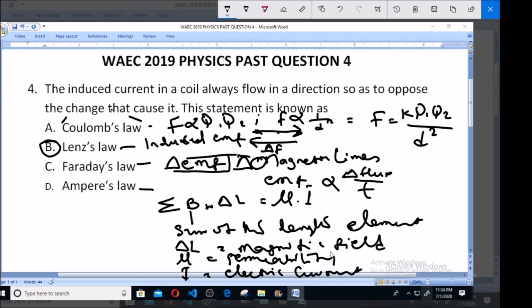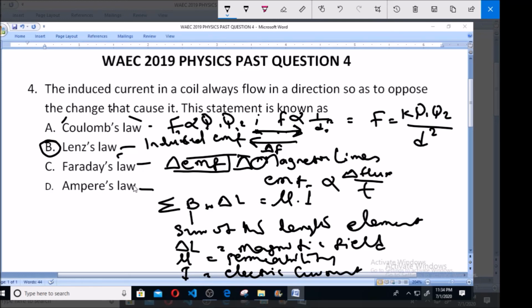So those are the various statements of the various laws. When we are talking about Coulomb's law, we're talking about the relationship between the electrical force and the charges producing it, as well as the distance between them. When you're talking about Lenz's law, you talk about the induced EMF or induced current in the coil always flowing in a direction so as to oppose the change that is producing it. When you're talking about Faraday's law, you're talking about the EMF produced being directly proportional to the flux change producing it and inversely proportional to the time.